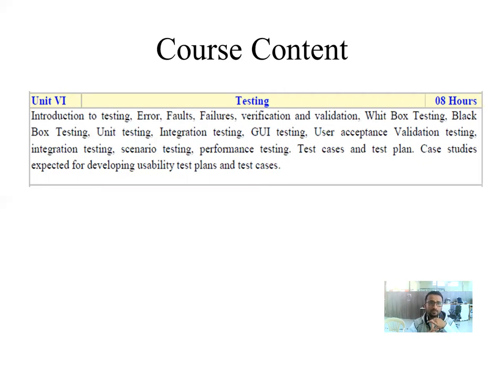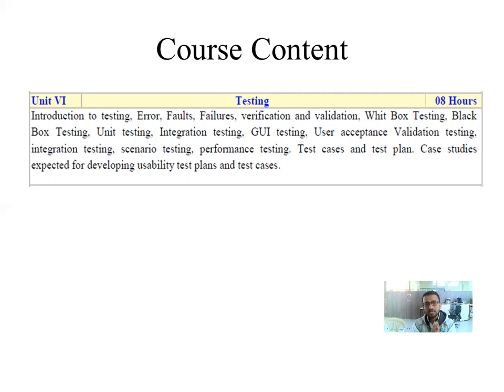Then there are different types of testing also. Unit testing is there, integration testing, graphical user interface testing, user acceptance testing, validation testing. So different types of testing are there. All these types of testing we are going to learn with the help of this 6th unit. We are also going to have one case study, which is expected for developing usability test plans and test cases. So these are the different points that we are going to cover under this testing unit number 6.